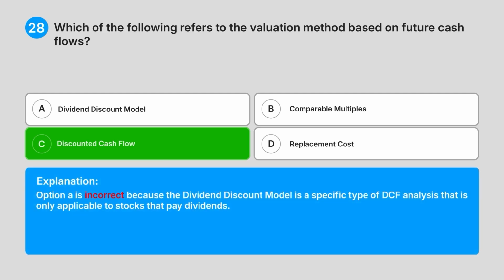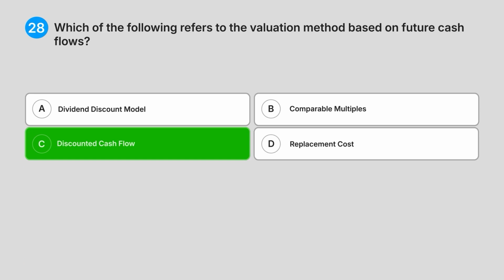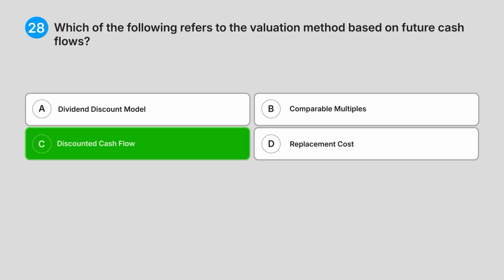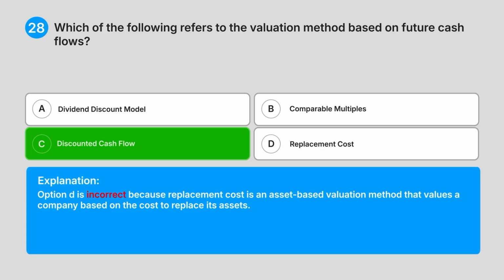Option A is incorrect because the dividend discount model is a specific type of DCF analysis that is only applicable to stocks that pay dividends. Option B is incorrect because comparable multiples is a relative valuation method that values a company by comparing it to similar companies using financial ratios like PE. Option D is incorrect because replacement cost is an asset-based valuation method that values a company based on the cost to replace its assets.